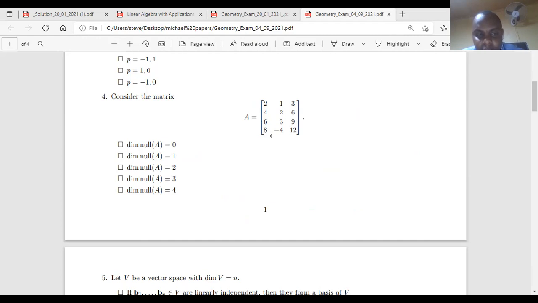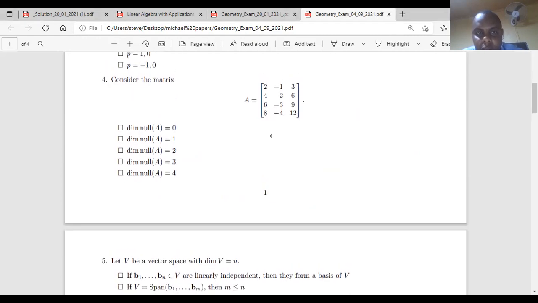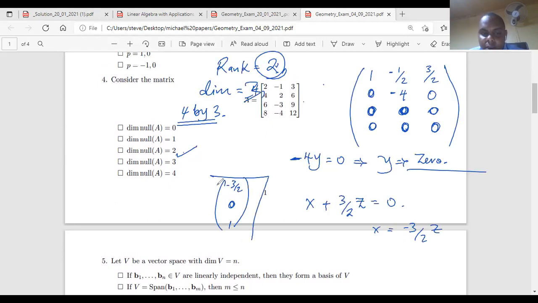Should we verify to be sure that's the correct answer? Yes, we should check the solution. Oh, okay. Oh, it's 2. Yes, it's correct then. Okay, sorry.